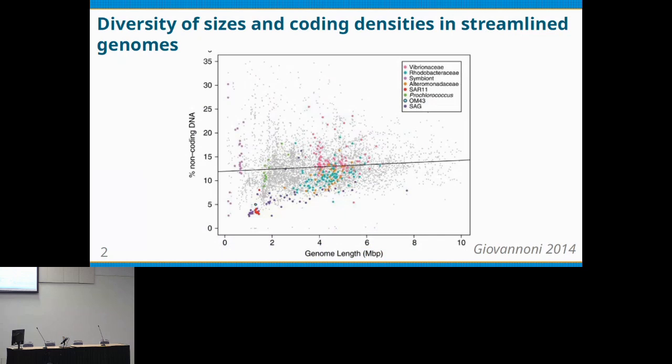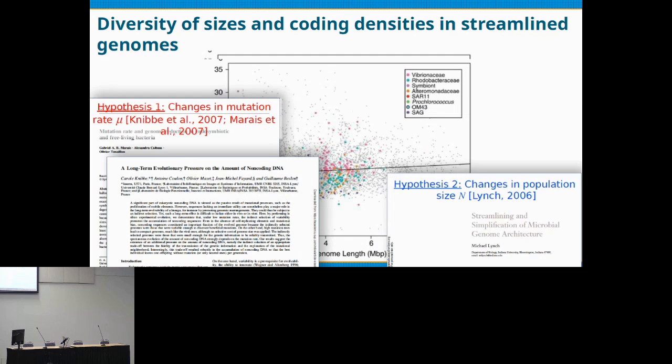We know a lot of different bacteria species which have a lot of different genome sizes and coding densities. And even if we focus on streamlined bacteria, which are bacteria who underwent a recent genome size reduction, and that are all the color points here, we see that there is a huge diversity in sizes and coding densities. There are a few hypotheses in the literature to explain that, and they focus on population size and mutation rate, but it has not been thoroughly tested because it's very hard to do in vitro and in vivo. So we want to try to test these hypotheses with simulations.